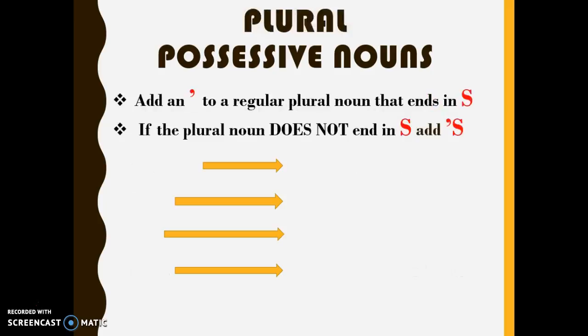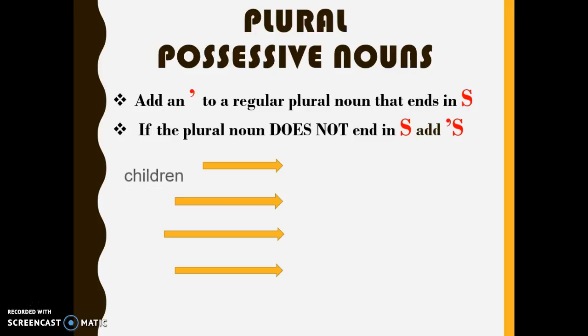Next, we have plural possessive nouns. Remember, in a plural noun, we are discussing more than one person, place, or thing. For possessive nouns, add an apostrophe to a regular plural noun that ends in S. If the plural noun does not end in S, add an apostrophe S. Let's take a look at a few examples.